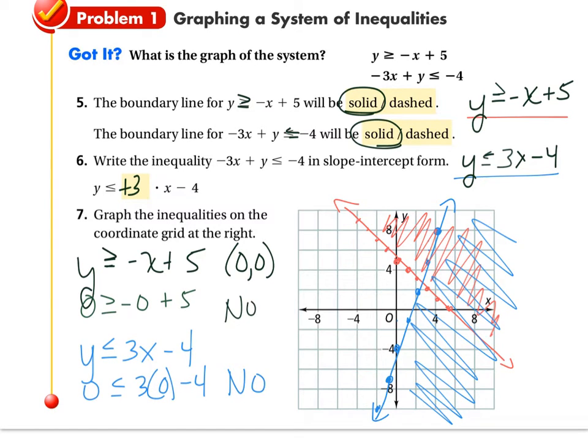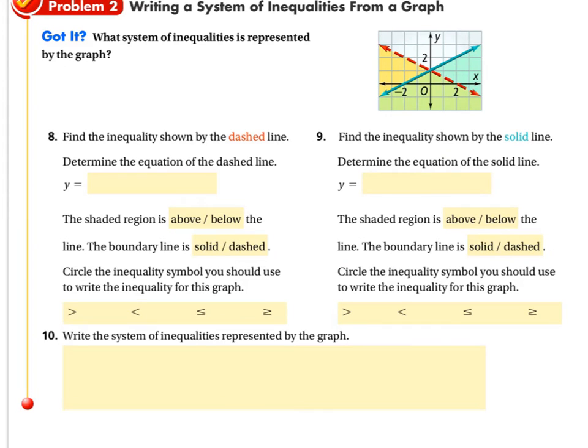Now our solution set is this set right here. This set that is shaded both red and blue and has the boundaries of these lines. So this is our solution set. It's a set that's true for both of them. Let's write a system of inequalities from a graph.